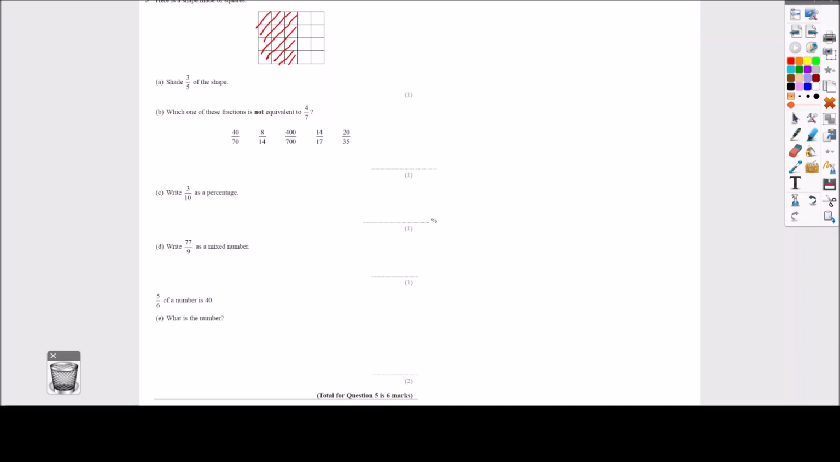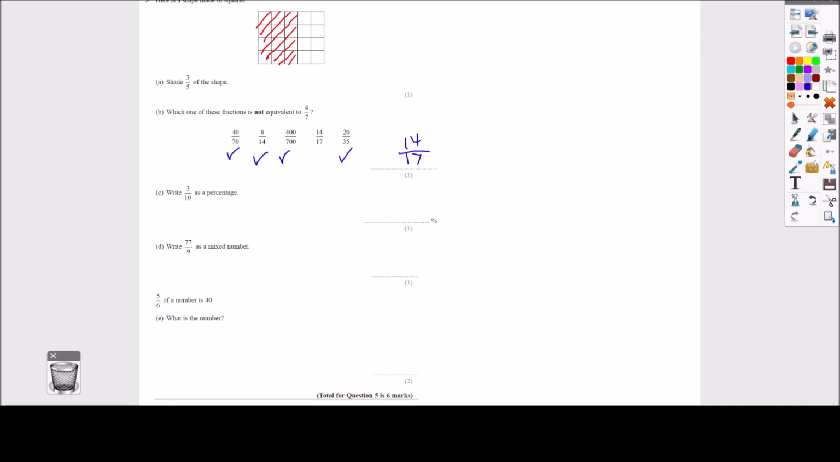Now for part B, which of these fractions is not equivalent to 4/7? Well, that is because we're just timesing top and bottom by 10. That is because we're just doubling top and bottom. That is we're timesing top and bottom by 100. And that is because we're timesing top and bottom by 5. So the one which is not equivalent is 14/17. Just by adding something to the top and the bottom, it is no longer an equivalent fraction. An equivalent fraction is a fraction you get to by multiplying the top and the bottom by the same number.